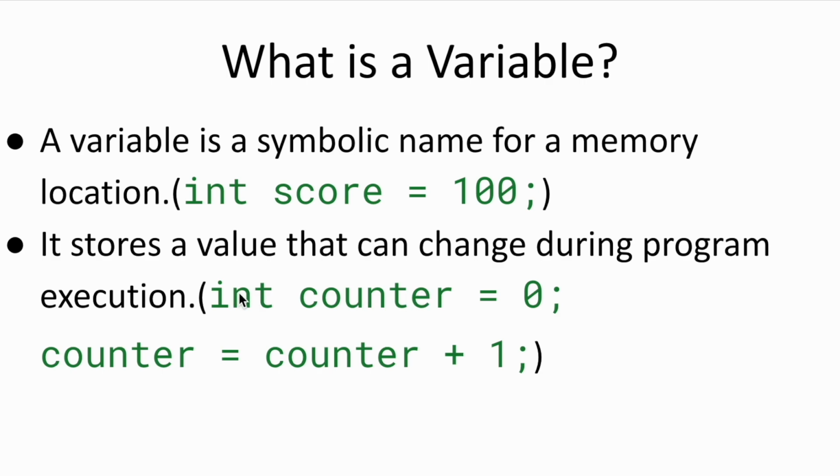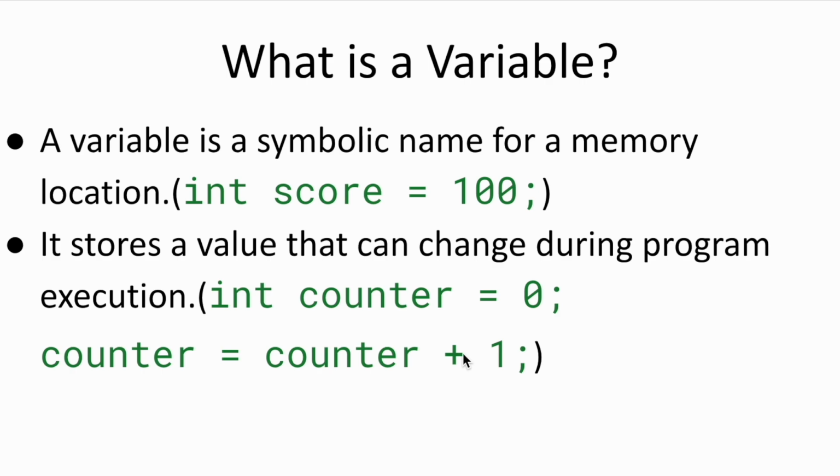For example, when you write these two lines of code, int counter equals 0, then counter equals counter plus 1. In this case, the variable counter starts at 0, and then later becomes 1. The name counter still points to the same location in memory, but the value stored in that location has changed. This idea that we can change what's stored under a name is the core of imperative programming. It allows a program to track state, respond to input, and evolve over time.